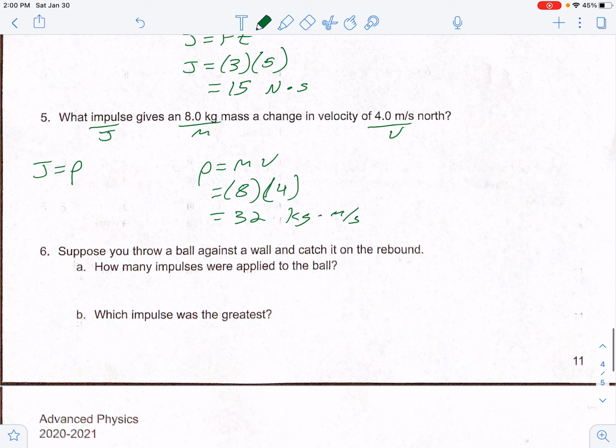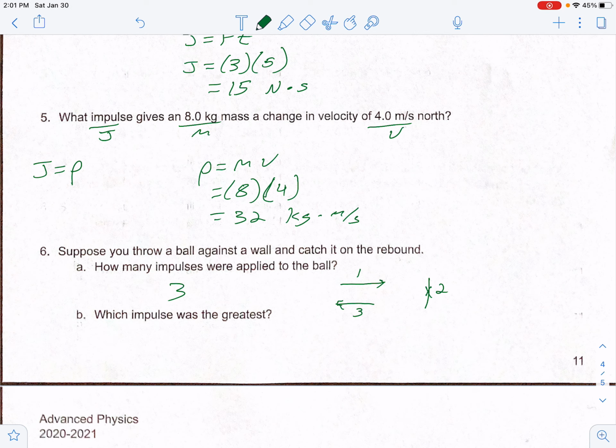Number 6, suppose you throw a ball against a wall and catch it on the rebound. How many impulses were applied to the ball? Okay, so impulse is change in momentum. So the ball had to be sitting still, and then it was thrown, so there's 1 right there. Then it hits a wall and changes direction, so it's going to hit the wall and go back, so there's another impulse. And then whenever it's caught, whenever it hits my hand and stops, there's the third impulse right there. Okay, so that means there were 3 impulses acted on this ball.